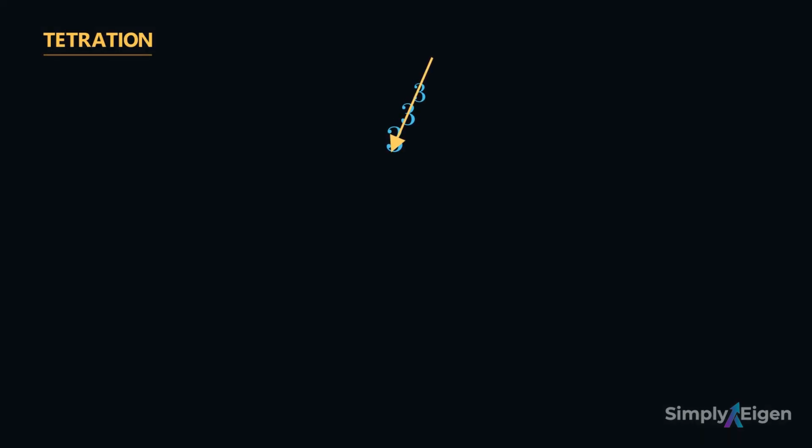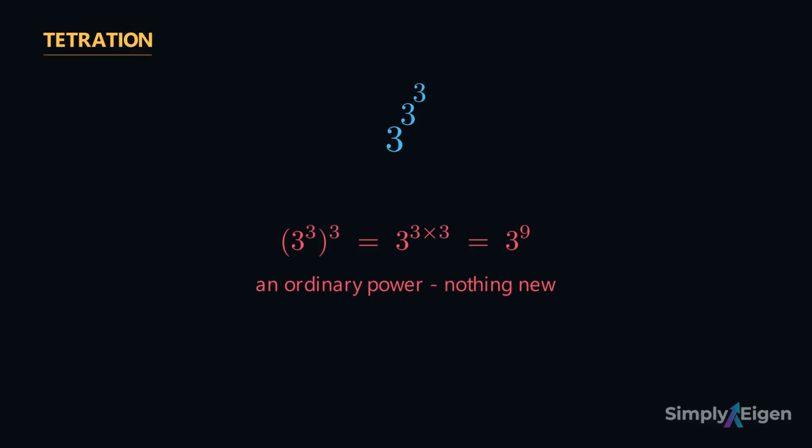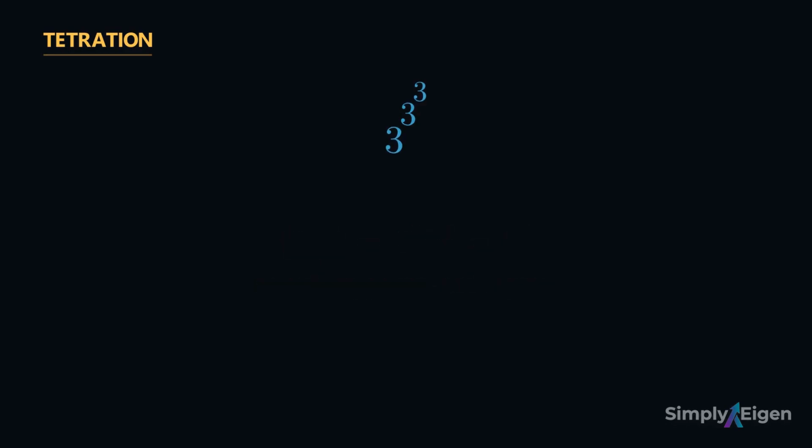The convention is to read the tower downward, from the top. And that is not an arbitrary choice. It is the only choice that gives you something new. Reading left to right collapses. 3 cubed cubed is just 3 to the 9, an ordinary power. Reading downward is the direction that escapes.